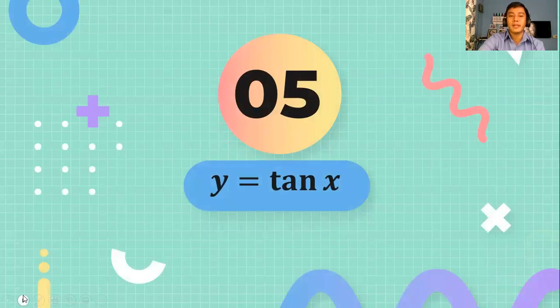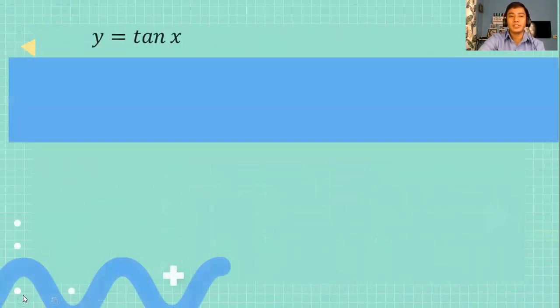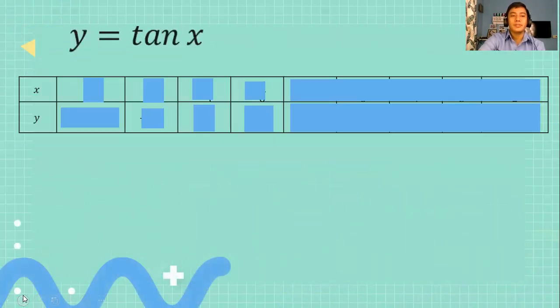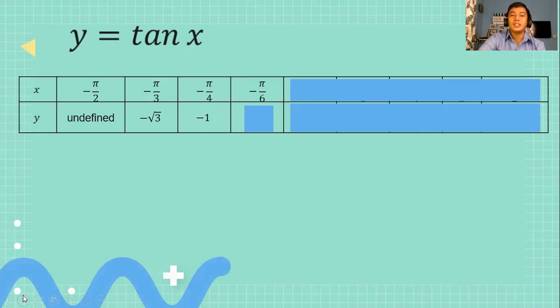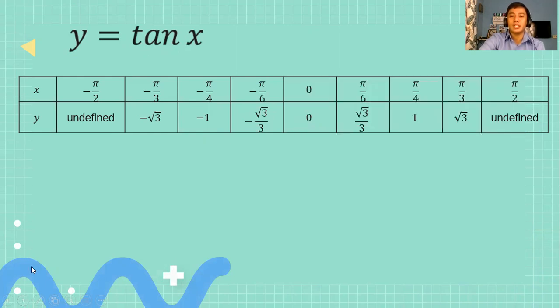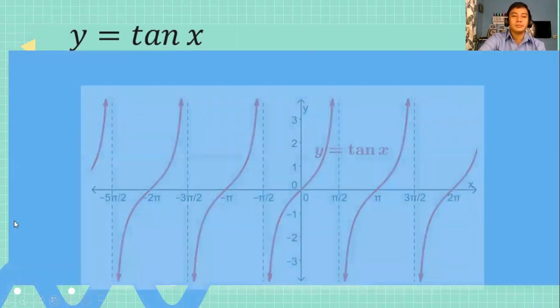Let's have number 5, the tangent function. So x, if we have y is equal to tangent of -90, we have undefined. -60 gives negative square root of 3. -45 degrees is -1. And negative pi over 6 is negative square root of 3 over 3. And again, it will repeat on those values.